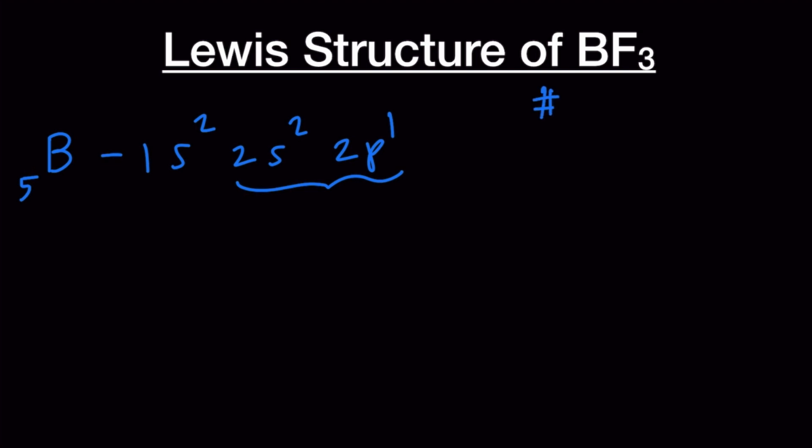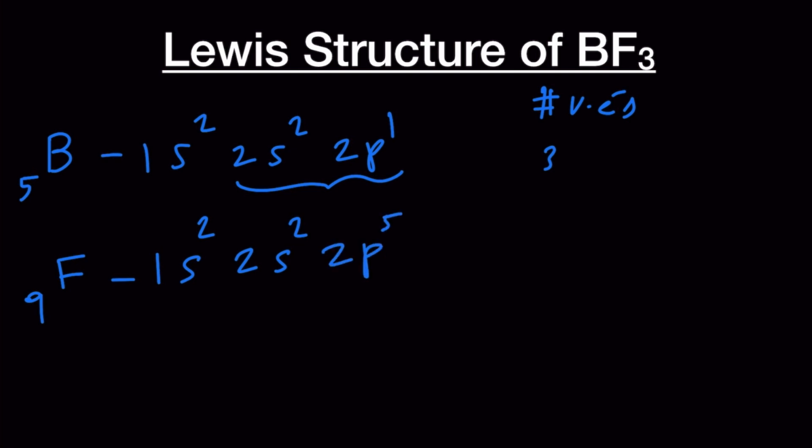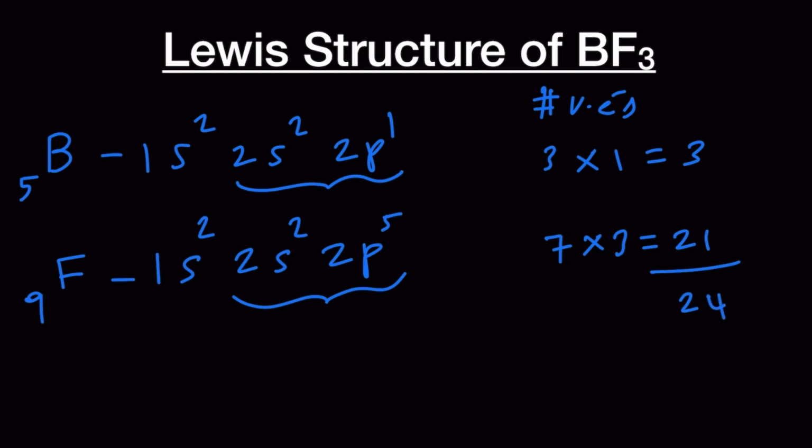So therefore, we have 3 valence electrons in boron, and then atomic number of fluorine is 9 and therefore the electronic configuration is 1s2, 2s2, 2p5. We have 7 valence electrons in fluorine, but we have 3 fluorine atoms and therefore 7 times 3, that is 21, and here it will be 3 times 1, that will be equal to 3. So 3 plus 21, in total we have 24 valence electrons in BF3.